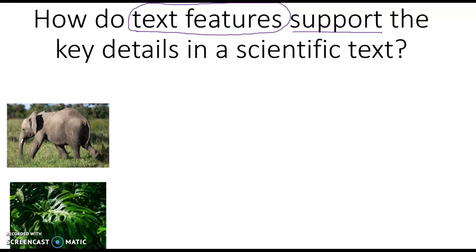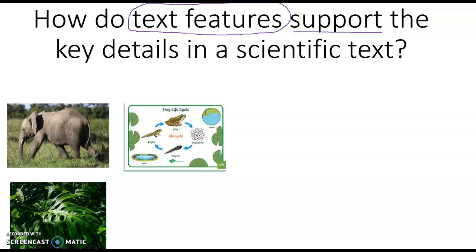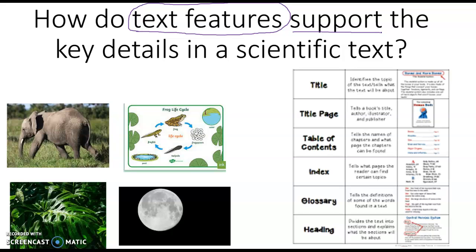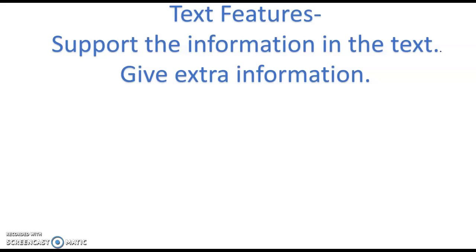So again, we're looking at scientific texts, which you know is a text that gives information about a scientific topic. And we're going to be looking at something called text features. Text features give us more information and they support our key details. So, like I said, text features support the information in the text. They give you extra information. So, it's not part of the text a lot of the time. Sometimes it's something extra on the side.